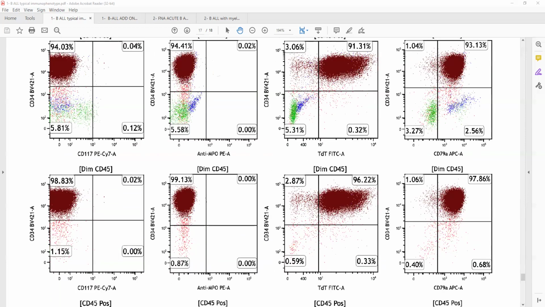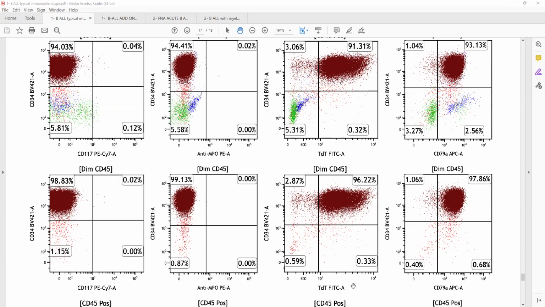And lastly, here, MPO is negative. MPO is the most specific myeloid lineage marker. And if you have MPO positivity, then you have to consider mixed phenotype acute leukemia in this setting. However, if you have just a dim MPO and you don't have any expression of any of the other myeloid markers, then you have to back off from calling mixed phenotype acute leukemia. And I'm going to discuss mixed phenotype acute leukemia in a separate video. But for now, remember, MPO should be negative in B-lymphoblastic leukemia.